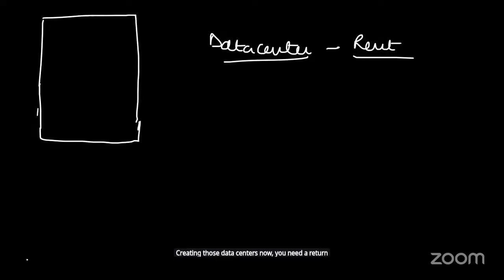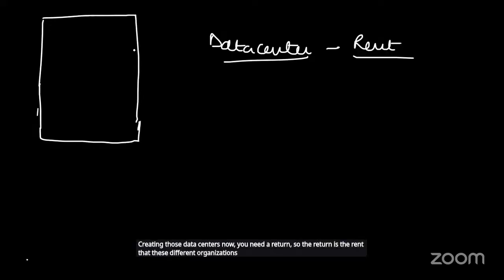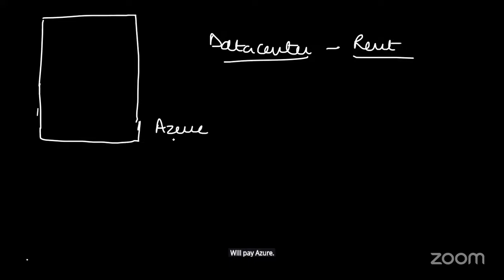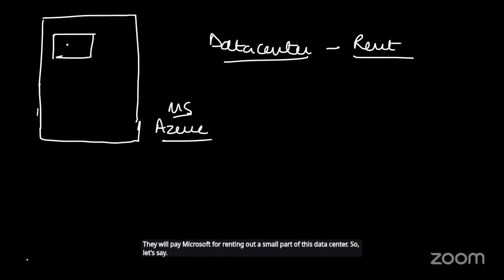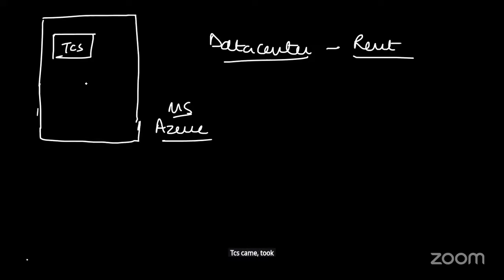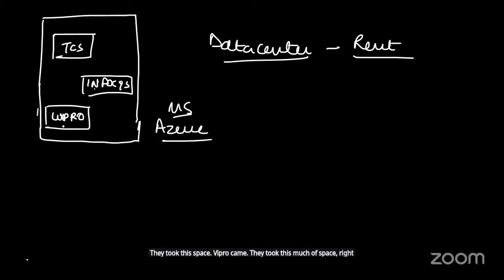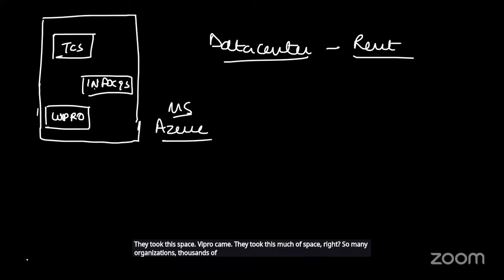So the return is the rent that these different organizations will pay Azure, all right, or Microsoft. In our case, Azure is the product. They will pay Microsoft for renting out a small part of this data center. So let's say TCS came, took this space. Infosys came, they took this space. Wipro came, they took this much of space, right? So many organizations, thousands of organizations can come and create their resources on the cloud.